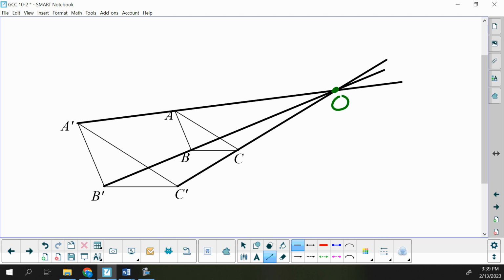So A prime, B prime, C prime was found by taking the distance from O to A and multiplying it by some scale factor. Doesn't look like it's quite 2. It's probably something in between 1 and 2 that the scale factor was in this case, but we didn't have to figure out what it was. We just had to find the center.